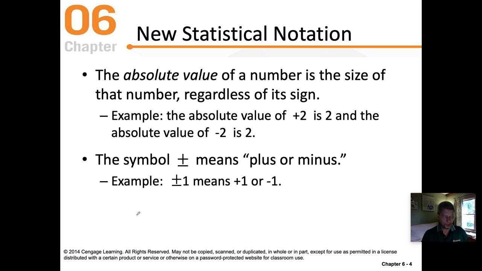Now, before we get into calculations and actual determination of z-scores, let's talk about the idea of the absolute value of a number. The absolute value of a number is the size of that number, regardless of its sign. In other words, it doesn't matter if it's negative or positive. We're just looking at how far that number is from 0.